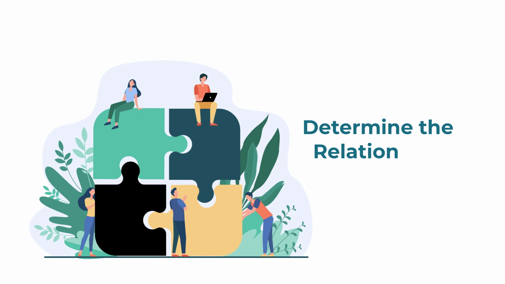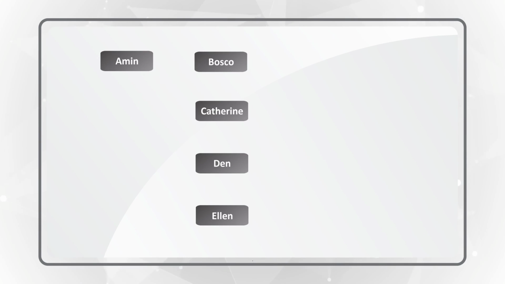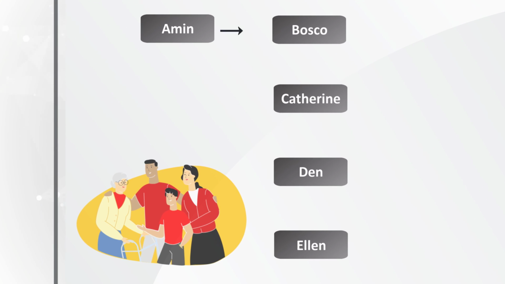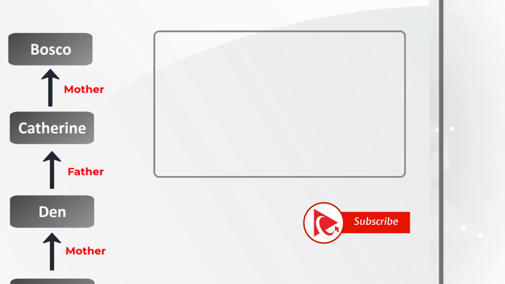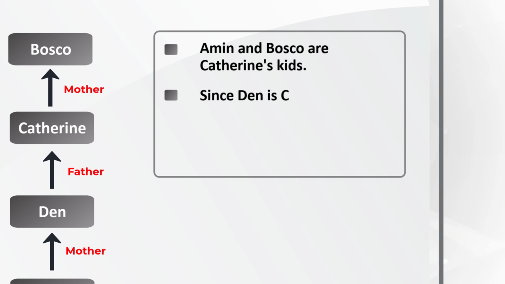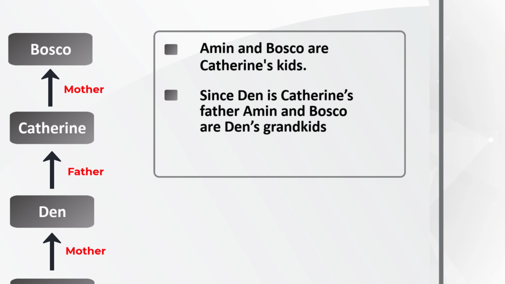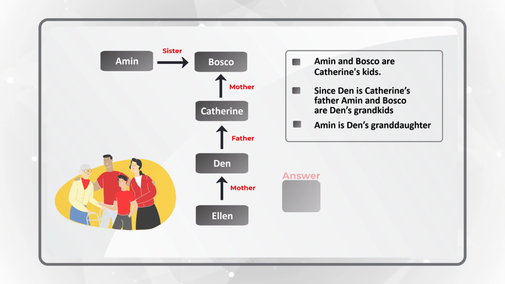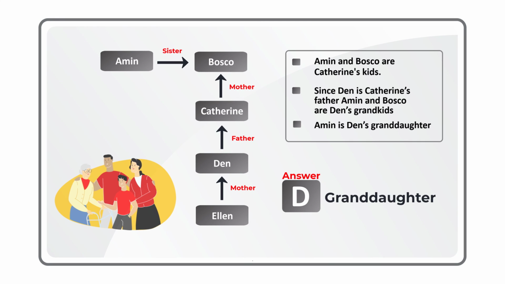The easiest way to determine this multi-generational relationship in the family is to build a diagram. Let's do it one step at a time. Amin is Bhaska's sister. Catherine is Bhaska's mother. Dan is Catherine's father. And Alan is Dan's mother. Now let's look at the conclusions we can draw from this diagram. Amin and Bhaska are Catherine's children. Since Dan is Catherine's father, Amin and Bhaska are Dan's grandkids, which means that Amin is Dan's granddaughter. So the correct choice here is choice D, granddaughter.